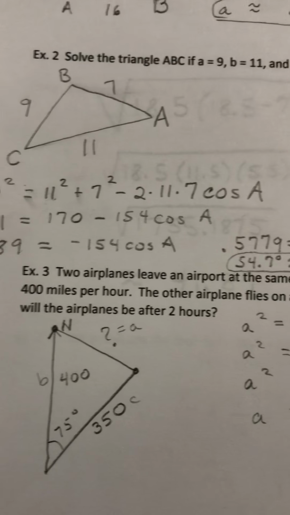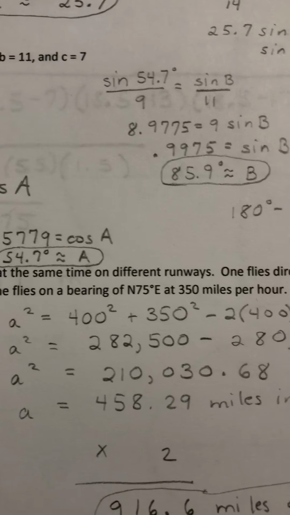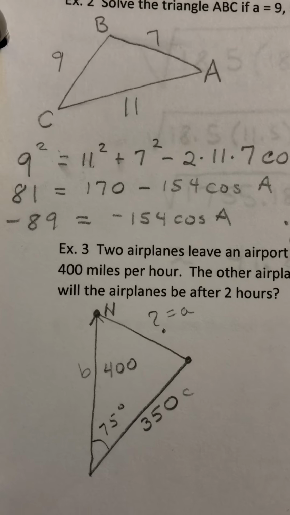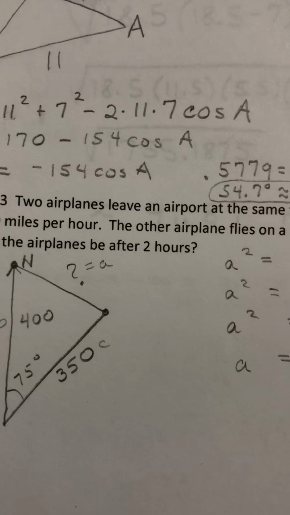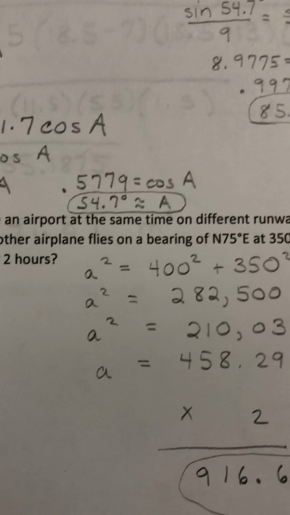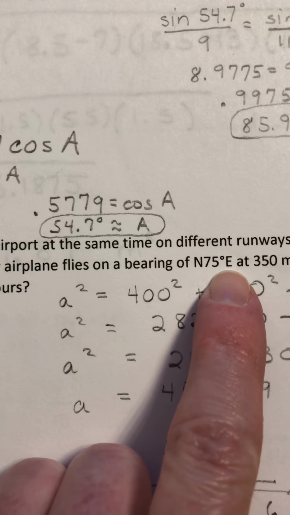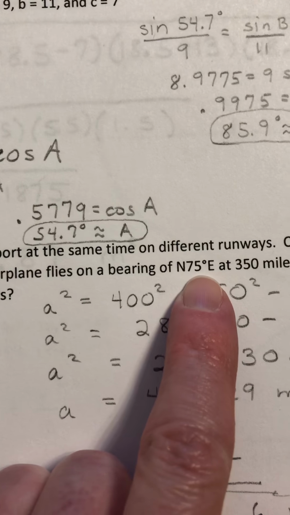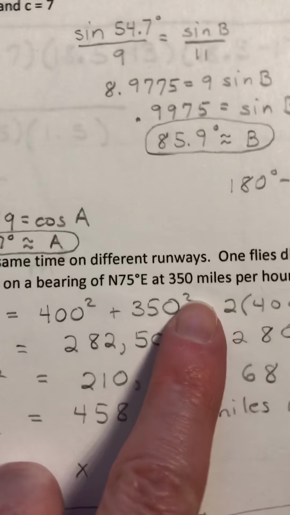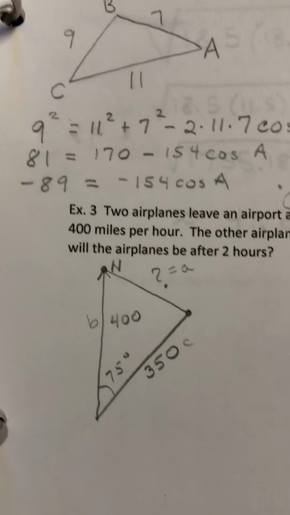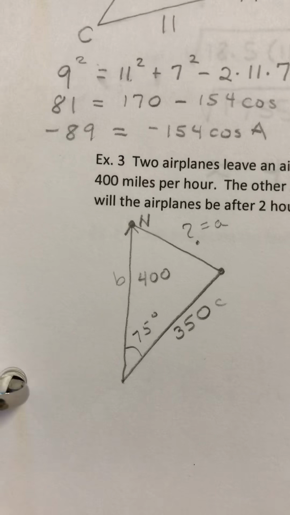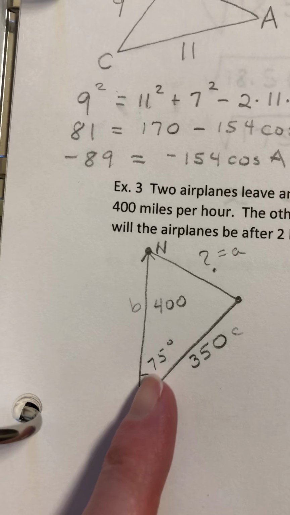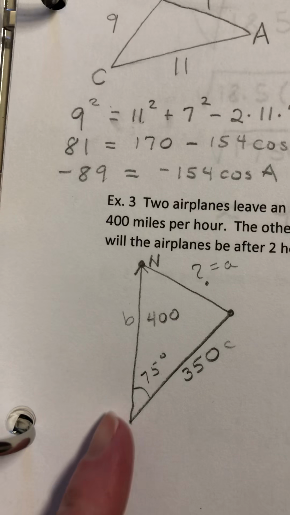Now, an application of this: we have two airplanes that leave an airport at the same time on different runways. One flies directly north at 400 miles per hour. The other airplane flies on a bearing of 75 degrees east of north. So that's how we're going to interpret this, 75 degrees east of north at 350 miles per hour. How far apart will the airplanes be after 2 hours? So here's my picture. Here's how I do the bearing east of north. So it's 75 degrees east of due north.